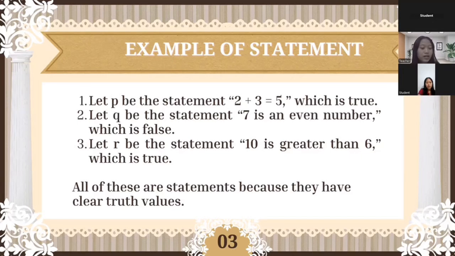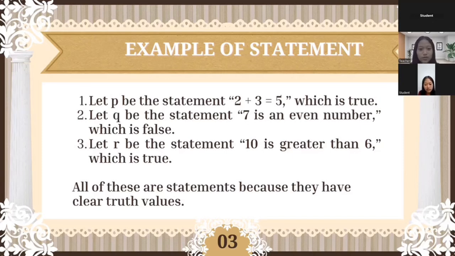Ari, number two: why is "7 is an even number" false? Because seven is an odd number. Okay, that's a good answer.